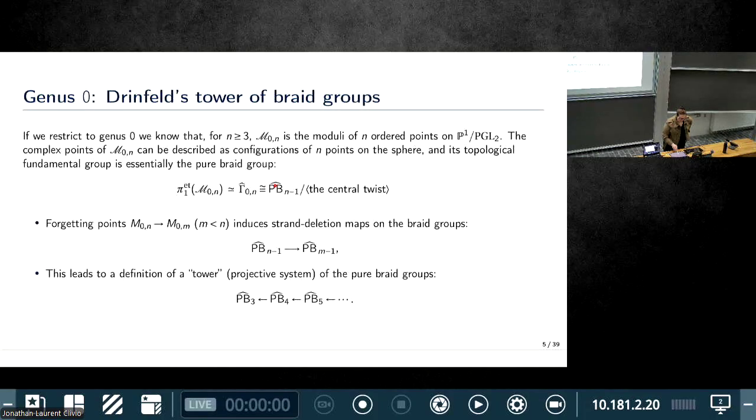So Drinfeld was studying these objects, the pure braid groups. Sorry, can you say what the central twist is? So yeah, it's just modulo the center, I guess is the way to say it.